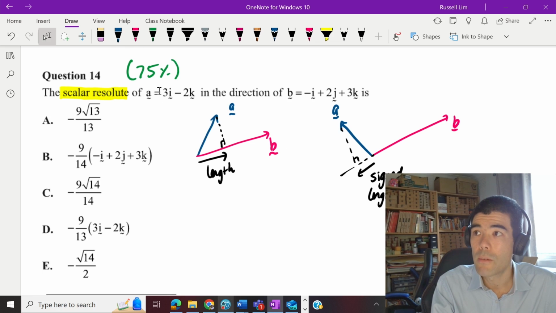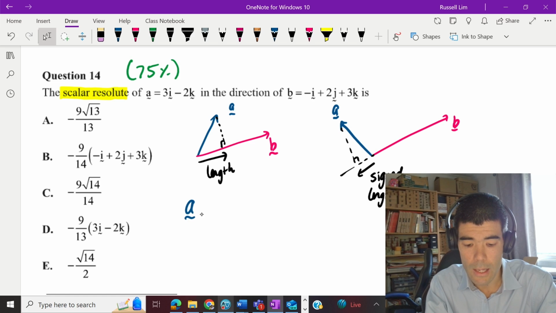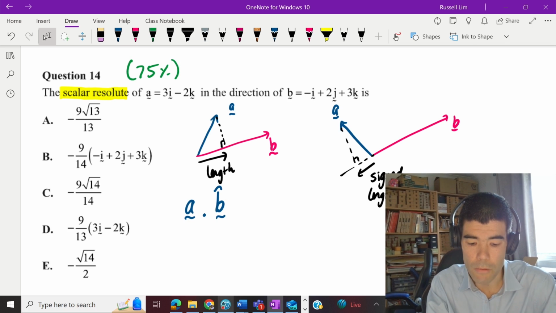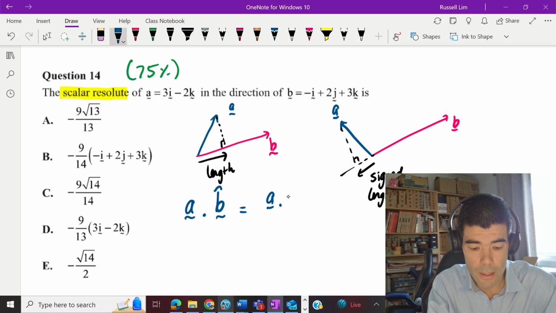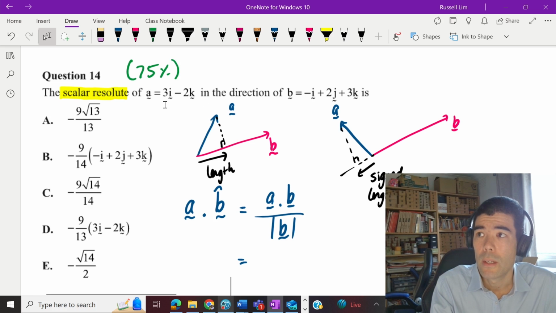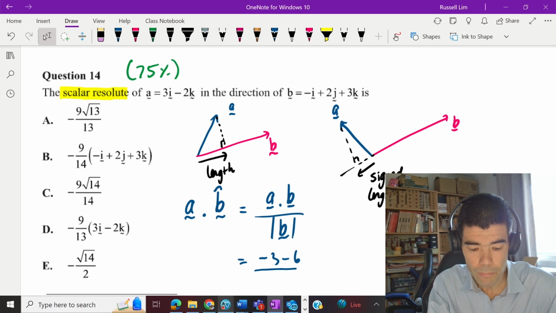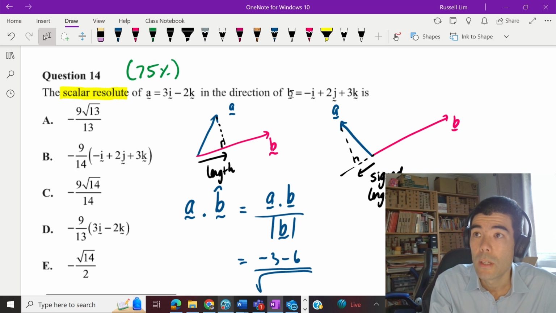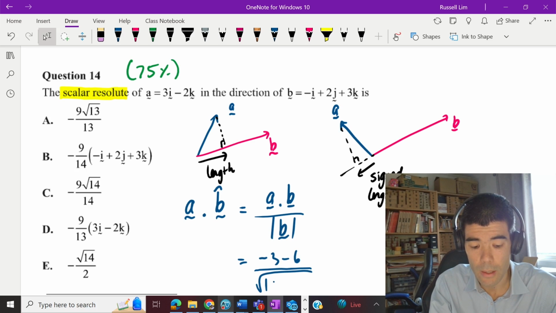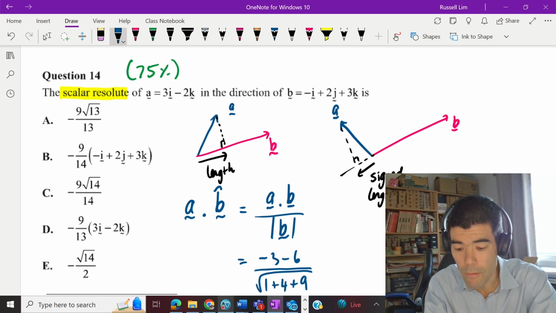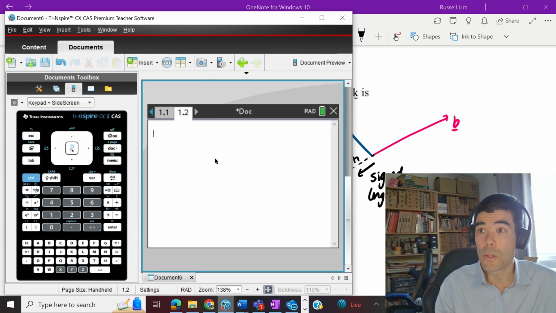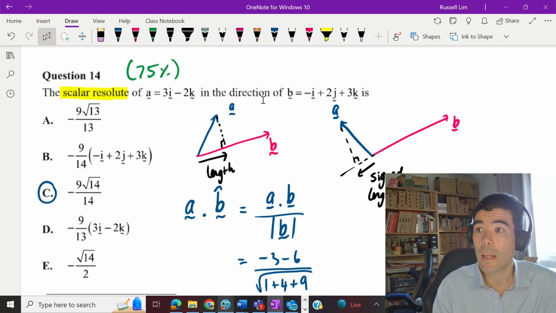So the formula for scalar resolute is A dot product with the unit vector of B, or we can do it as A dot B over length of B. It's easy enough to do this by hand here. Dot product of A and B is -3, J component is 0, K component -6, divided by length of B, 1 squared plus 2 squared plus 3 squared, and we'll get -9/√14.